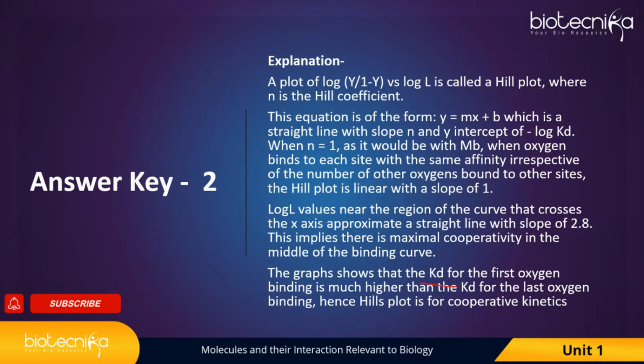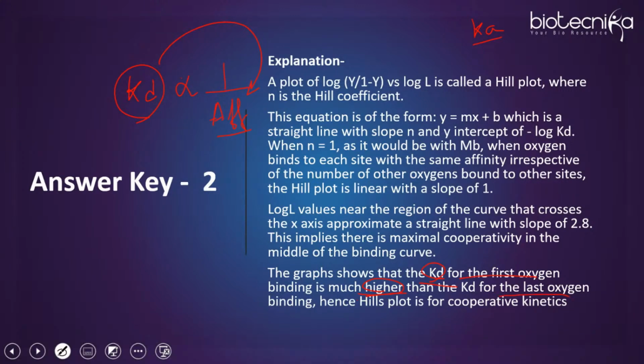It will show that the Kd for the first oxygen binding is much higher. What is Kd? Yes, all those who are having a proper preparation would know Kd is the dissociation constant. When a protein and a ligand are binding, they have some association constant called Ka. The opposite of Ka is Kd. Now, Kd is inversely proportional to the affinity. Affinity means the ability of the protein and ligand to bind together. So, if the Kd for the first oxygen is higher, it means that the affinity of binding of the first oxygen is less than the Kd for the last oxygen binding.